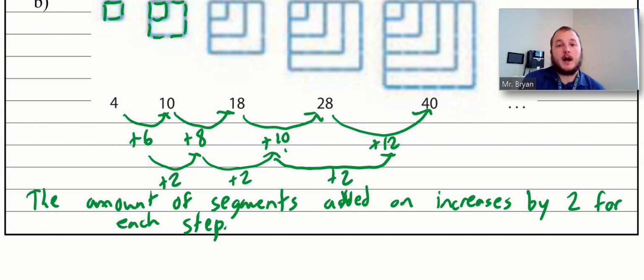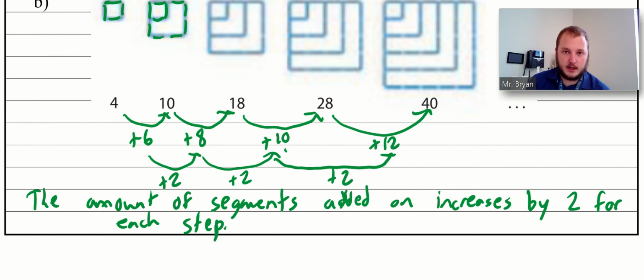We're not saying the amount of segments increases by 2, so we're not going 4, 6, 8, 10, so on and so forth. We're saying the amount of segments added on increases. That number that's added on increases by 2 for each step. So first it was 4, then it was 6, then it was 8, and so on and so forth. Okay? So this is what we're kind of looking for.